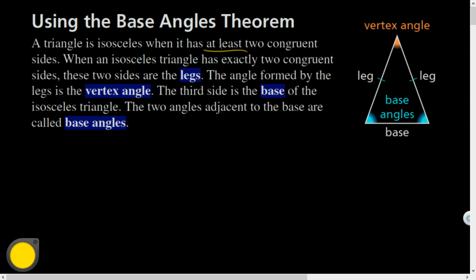When an isosceles triangle has exactly two congruent sides, these two sides are called the legs. The angle formed by the legs is the vertex angle.